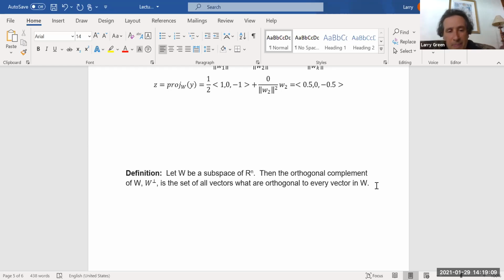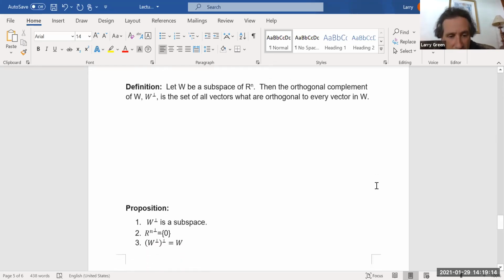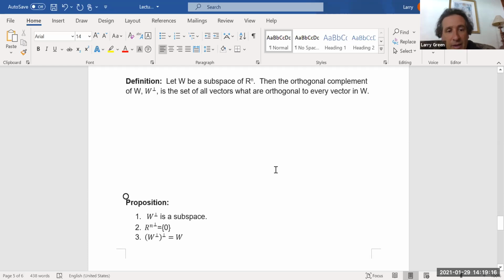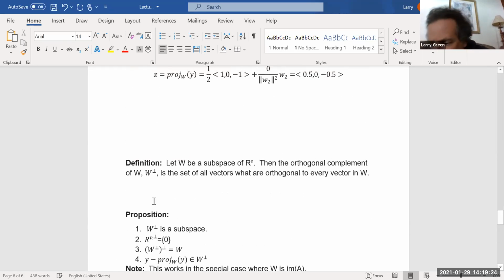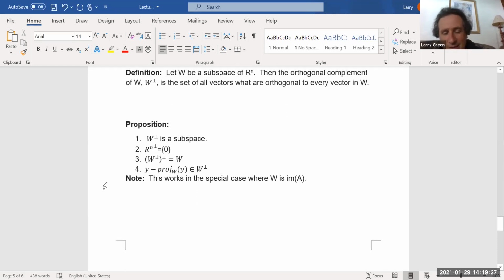Okay, so that's our definition. Okay, so here's a proposition. Let's see how we're doing on time. Yeah, I think I want to get to the most important application, so I'm going to go to the proposition. W perp is a subspace. So again, W is a subspace. W perp is also a subspace.